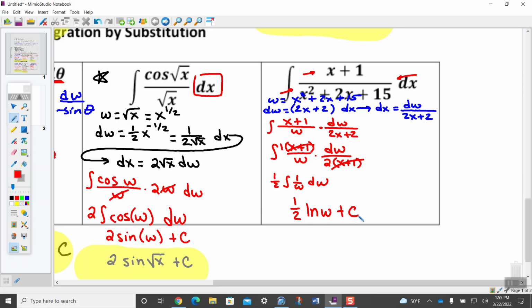You better get it back into normal form or original form. Our variable we were working with was what? X. What was w equal to in terms of x? X squared plus 2x plus 15. So my final solution, antiderivative is 1/2 the natural log of x squared plus 2x plus 15 plus c.